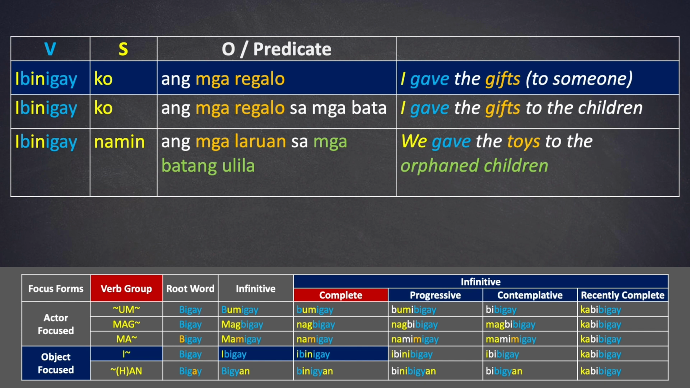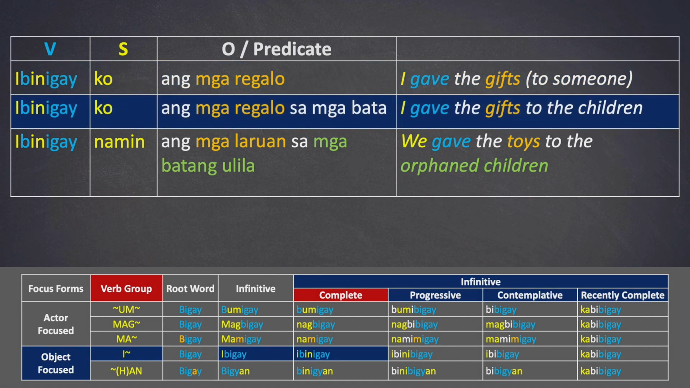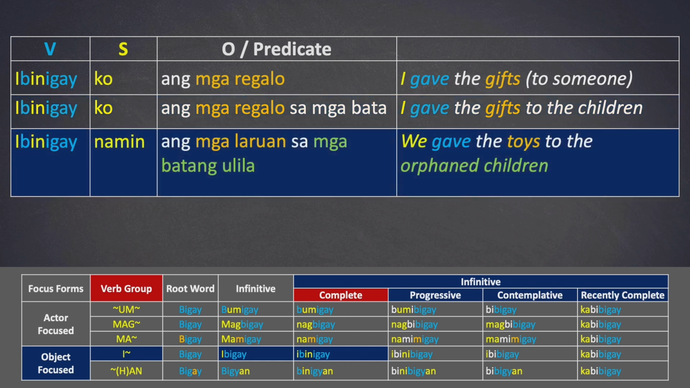Ibinigay ko ang mga regalo. I gave the gifts. Ibinigay ko ang mga regalo sa mga bata. I gave the gifts to the children. Ibinigay namin ang mga laruan sa mga batang ulila. We gave the toys to the orphan children. Please note that though the infinitive verb is an object-focused verb, the subject uses group 2 personal pronouns. This is an exception to the rule.